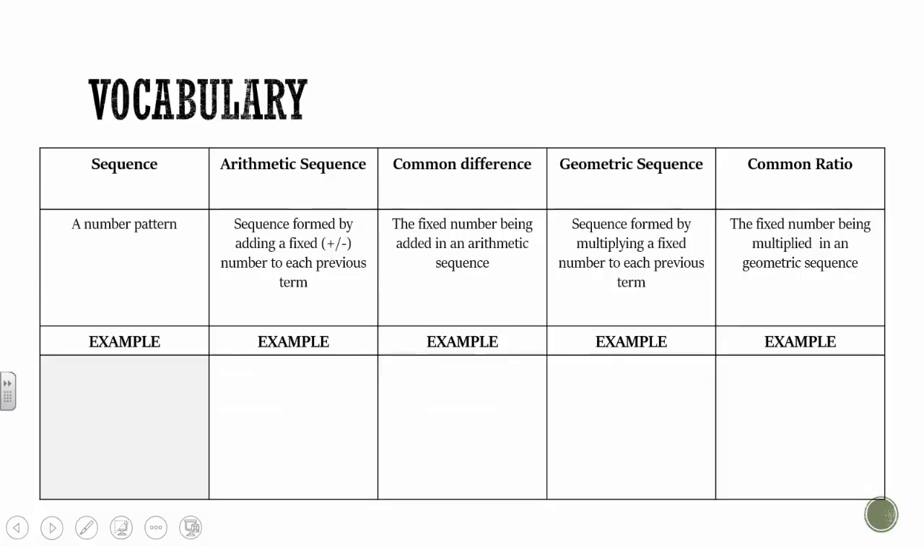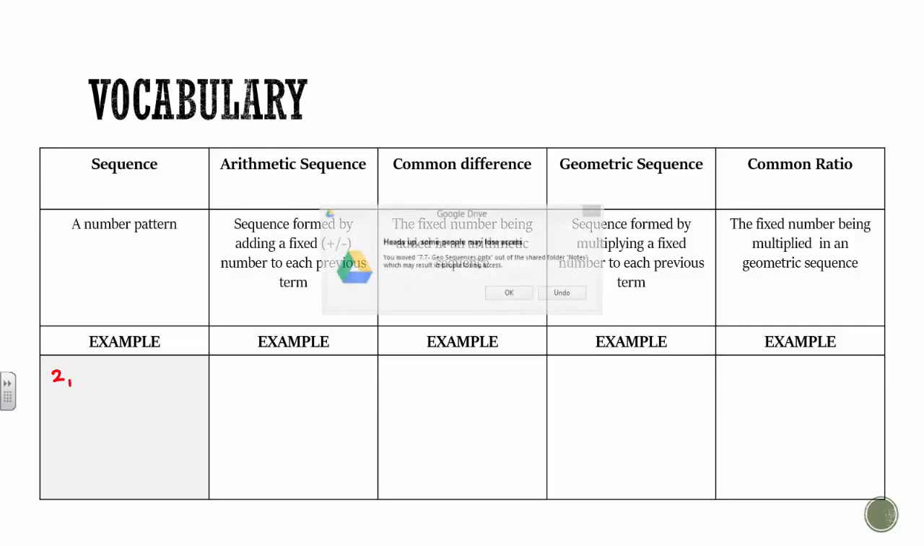So let's remember what a sequence is. It's just a number pattern. If I give you something like 2, 4, 6, 8, I'm sure you could figure out the rest of the pattern. You could continue it. This is an example of an arithmetic sequence, and we form arithmetic sequences by adding a fixed number to each previous term. So in this example here, I was adding a positive 2.